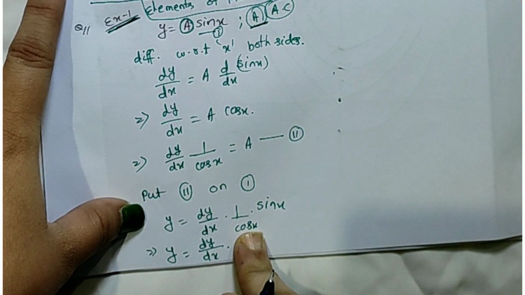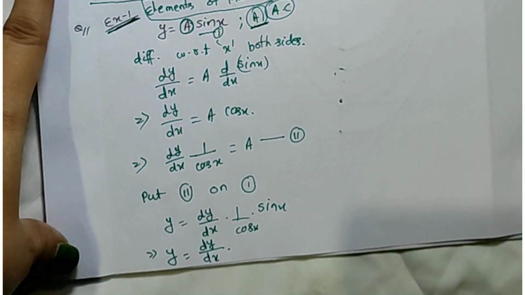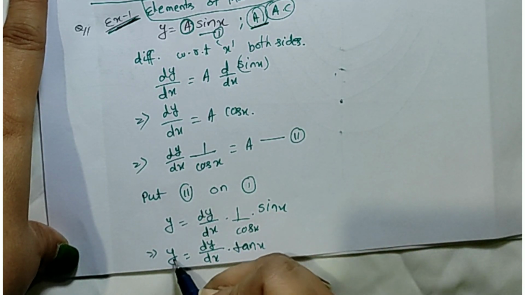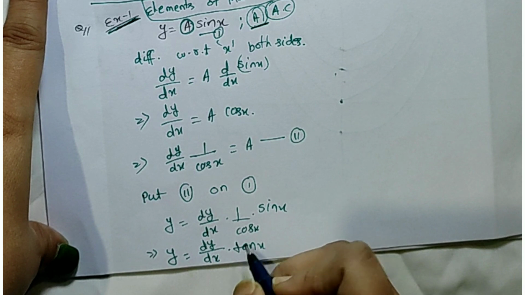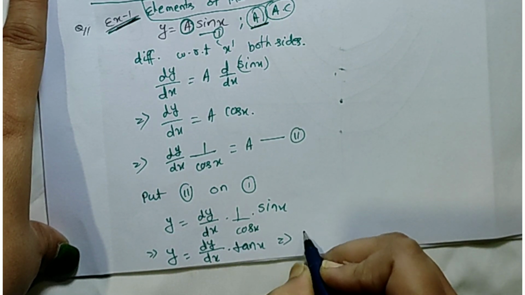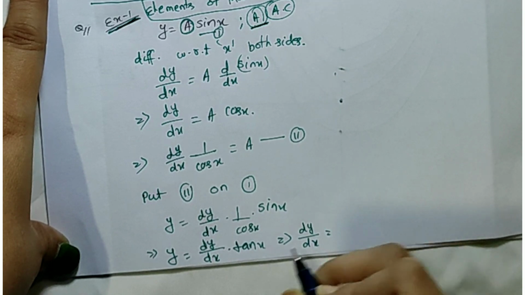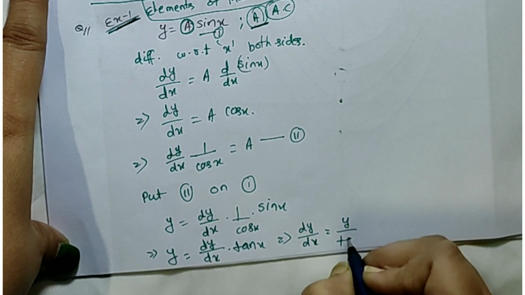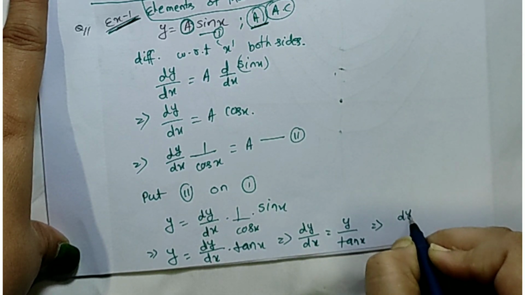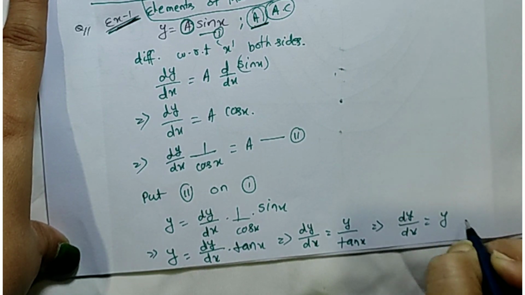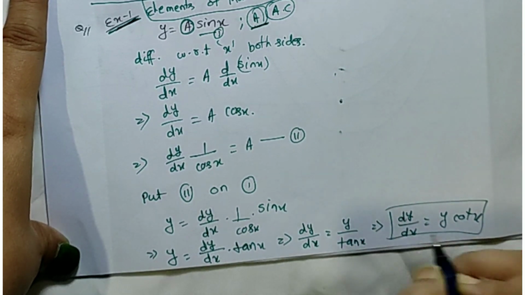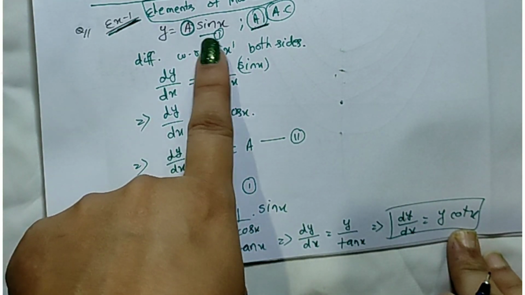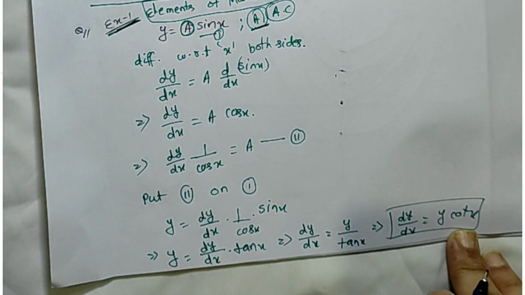Which implies that y is equal to dy by dx into sin x by cos x. What is sin x by cos x? Sin x by cos x is tan x. So we can write y is equal to dy by dx of tan x. Or suppose we want to find dy by dx, then tan x will be divided on the left hand side, so dy by dx is equal to y by tan x, which is y cot x. This is our differential equation. This is the formation of the differential equation of this solution. Clear?